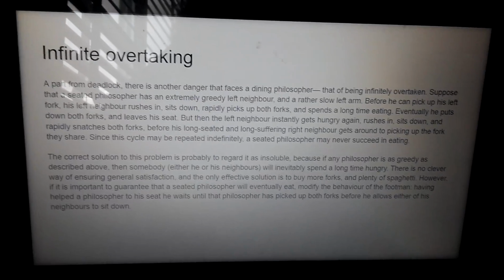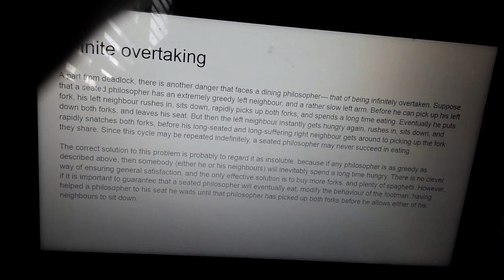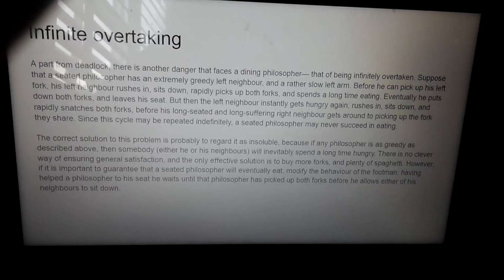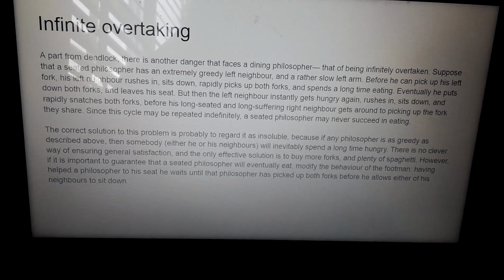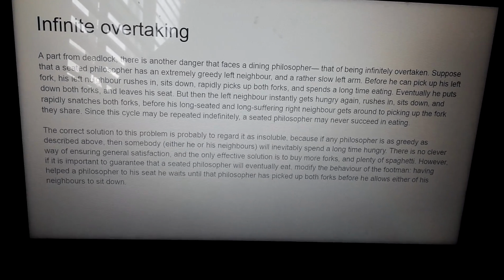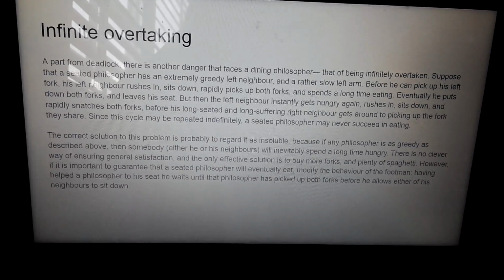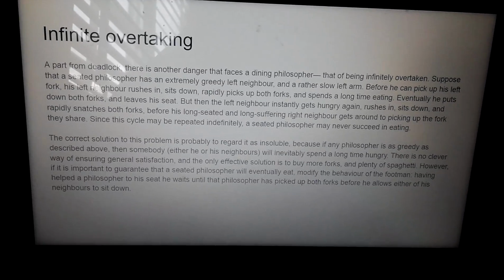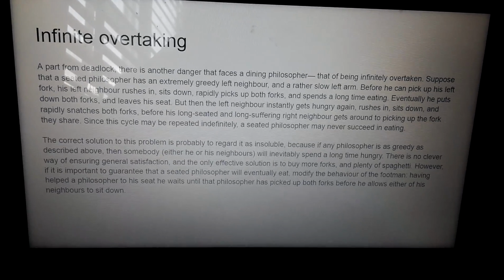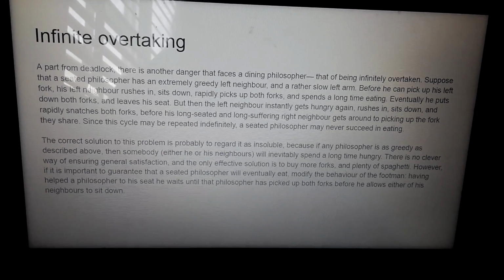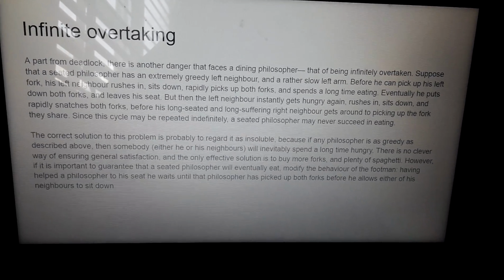Before he can pick up his left fork, his left neighbor rushes in, sits down, rapidly picks up both forks and spends a long time eating. Eventually he puts down both forks and leaves his seat. But then the left neighbor instantly gets hungry again, rushes in, sits down and rapidly snatches both forks before his long-seated and long-suffering right neighbor gets around to picking up the fork they share. Since the cycle may be repeated indefinitely, a seated philosopher may never succeed in eating.